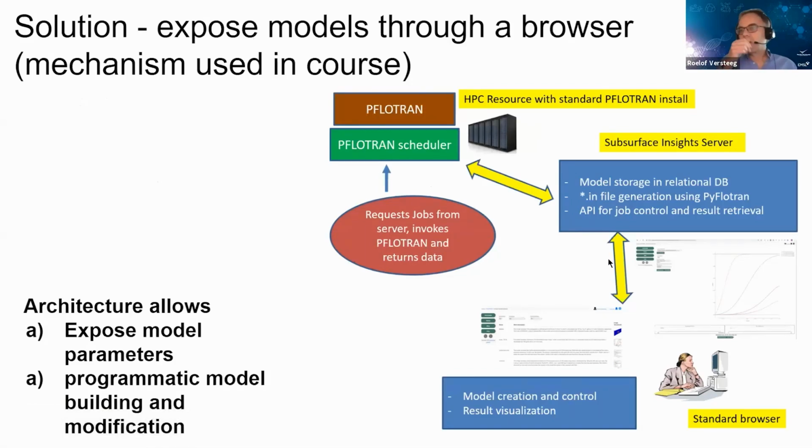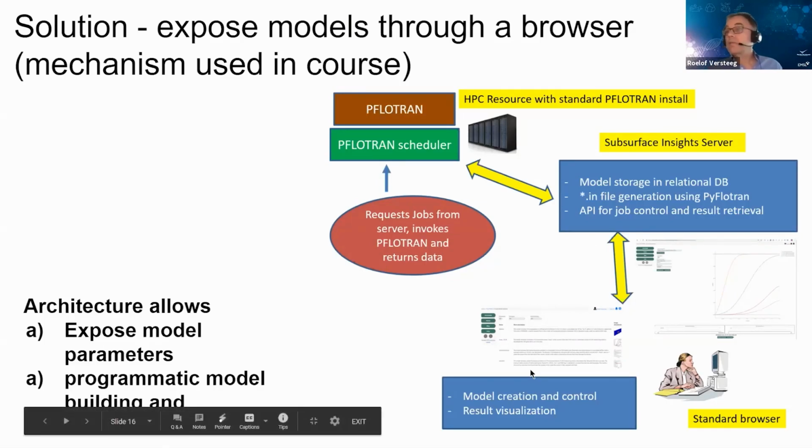The server stores models in a relational database. We use automatic input file generation using PFLOTRAN and open source code developed by Satish Karra. Those models then get sent to an HPC resource, which has a standard PFLOTRAN install. On the HPC resource, we have a PFLOTRAN scheduler, which is very simple Python code that listens for requests, executes these models, and sends the results back. Then in the front end, you can visualize the results.